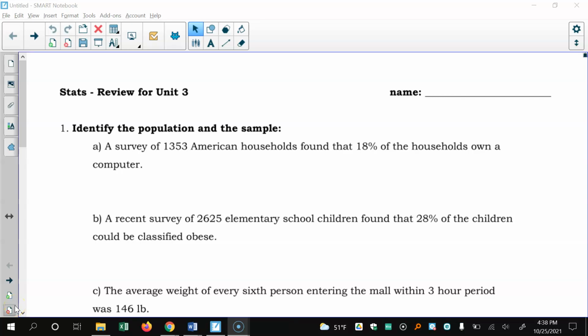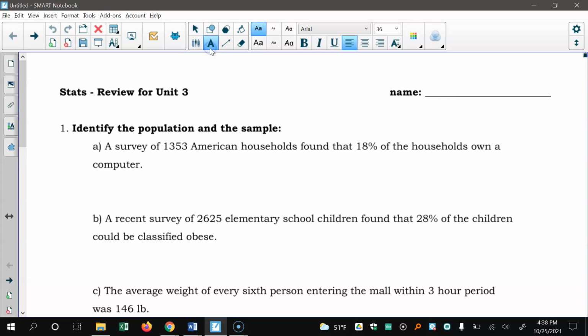This video is reviewing Unit 3 for Statistics 3.1 and 3.2. It says identify the population of the sample, and I'll type things so you don't have to try to decipher my handwriting. The population of the sample. A survey of 1353 American households found that 18% of the households own a computer. The population here for this survey.